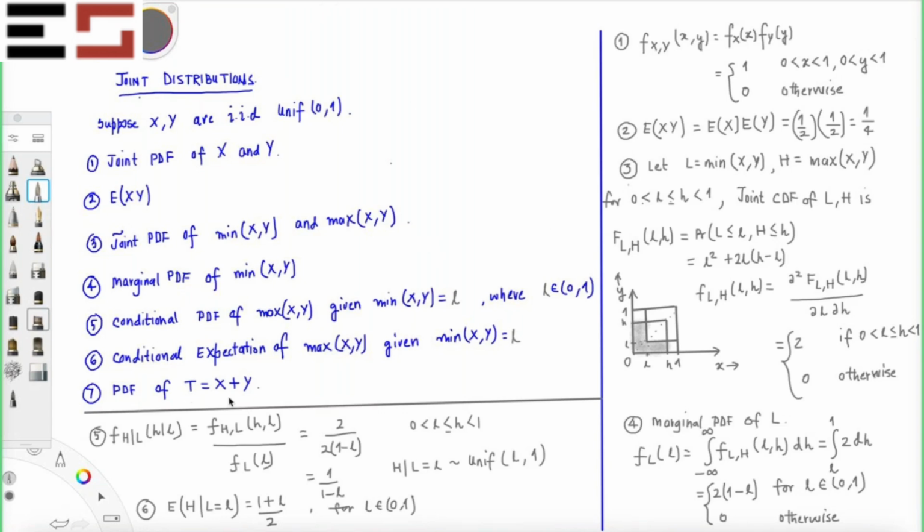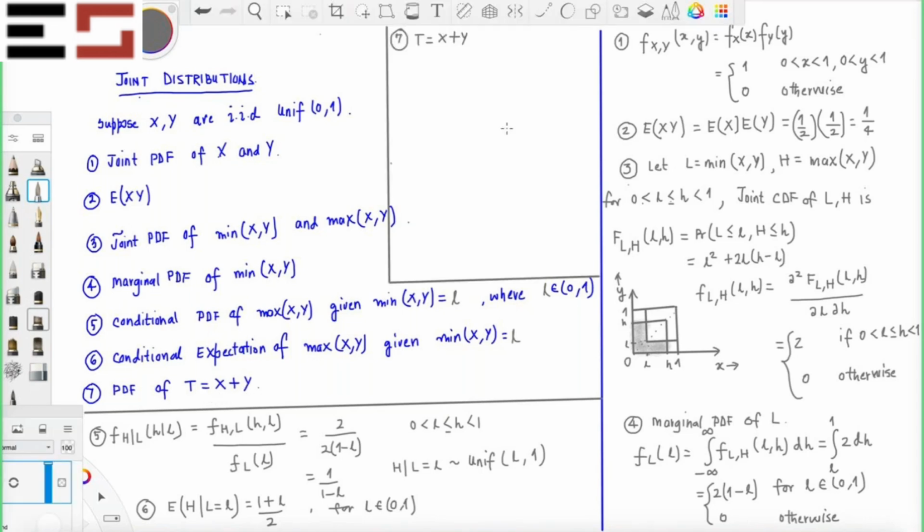Okay, now let us figure out the PDF of t, which is x plus y. So again, what we can do is we can start with the CDF. We can first find the CDF of t, and then we can figure out the PDF of t. So let me just first show you how to figure out the CDF of t. So this is the joint density, right? This is the support of the joint density of x and y.